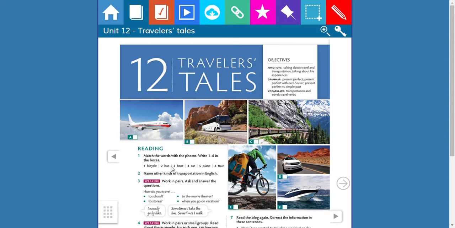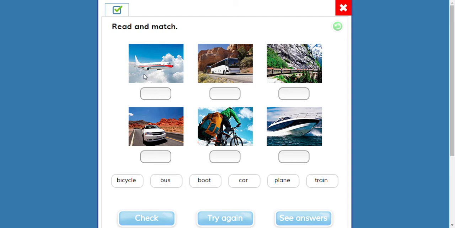Once again: bicycle, bus, boat, car, plane, train. So here we have the activity. Let's see. Now here we have A, B, C, D, E, F, and here we have bicycle, bus, boat, car, plane, and train.